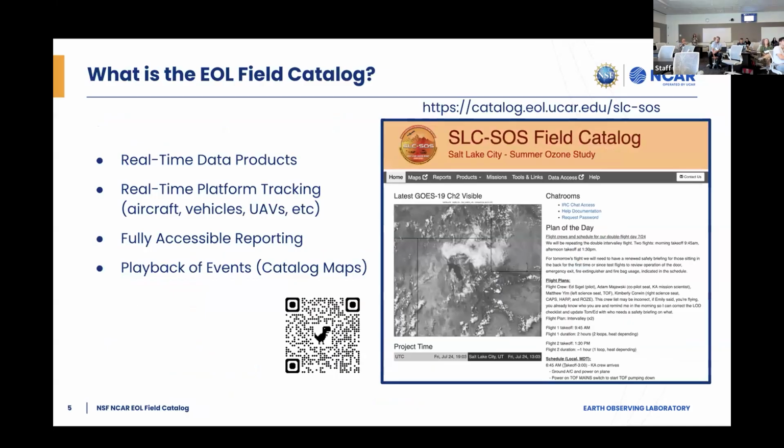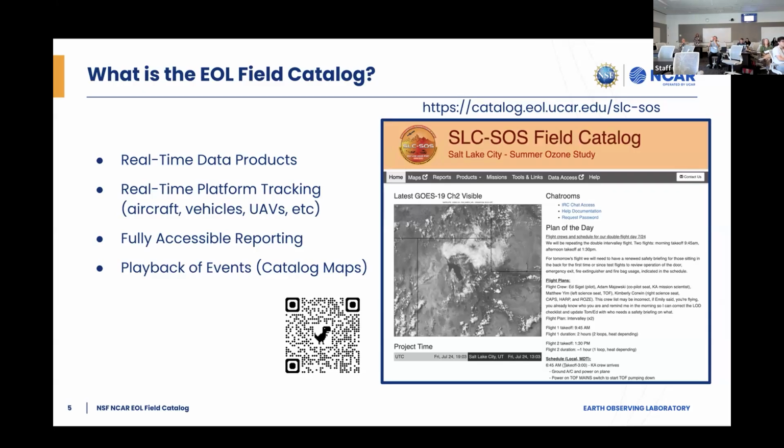So this is what the homepage of the field catalog looks like. I have a QR code if anyone wants to open it and have a look themselves. I've kind of viewed the catalog as having 4 different pillars, them being real-time data products, real-time platform tracking, fully accessible reporting, and playback of events. So we'll step through what each of those look like.